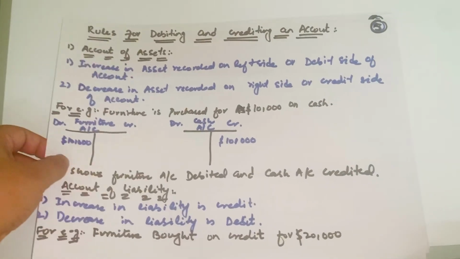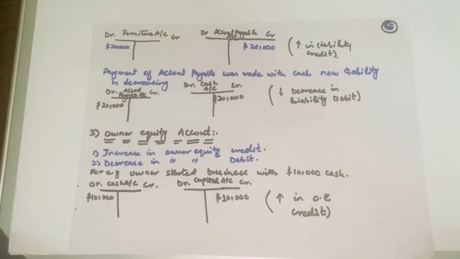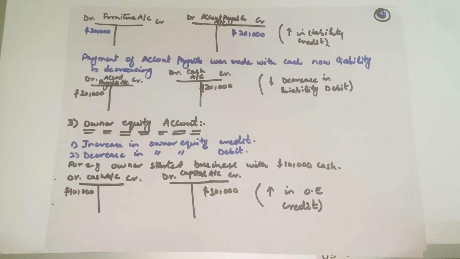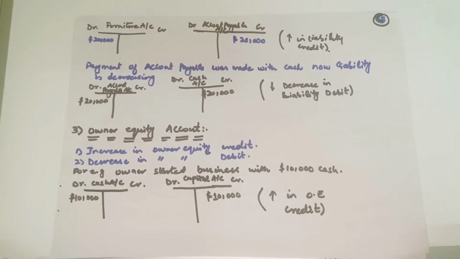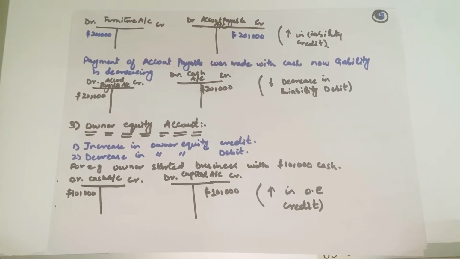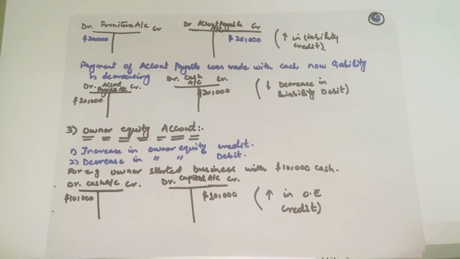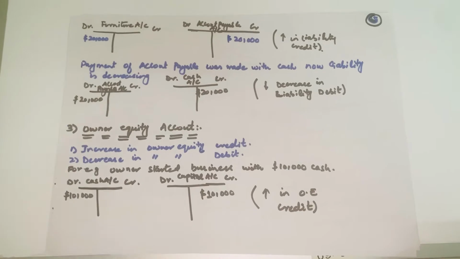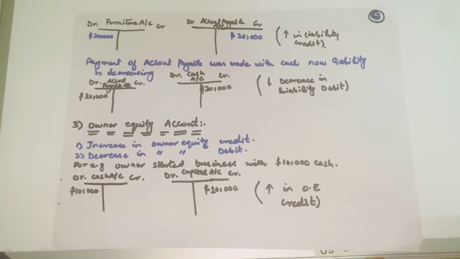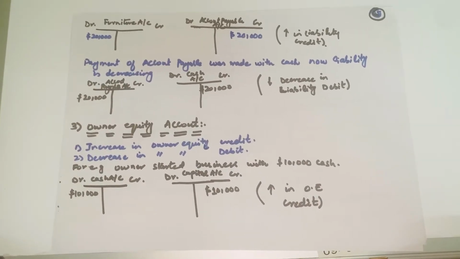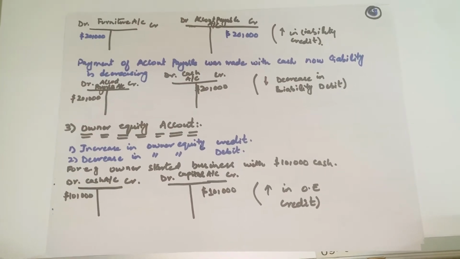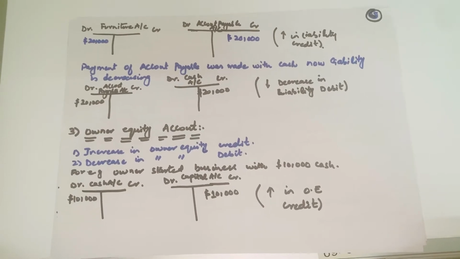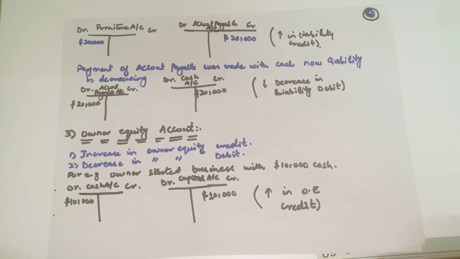So what would be the treatment of this in the T accounts? As we have purchased the furniture on credit, our liabilities are increasing. Any increase in the liabilities is credited. So here our accounts payable will be generated as we have purchased the furniture on credit. So basically we will make two T accounts. One would be the furniture account, another would be the accounts payable account.